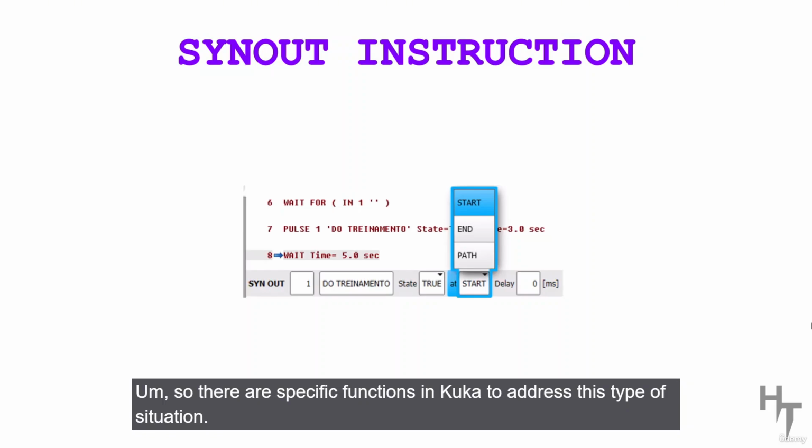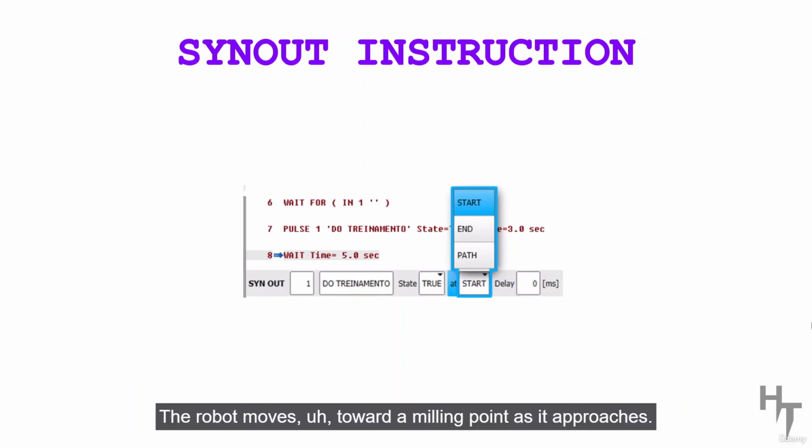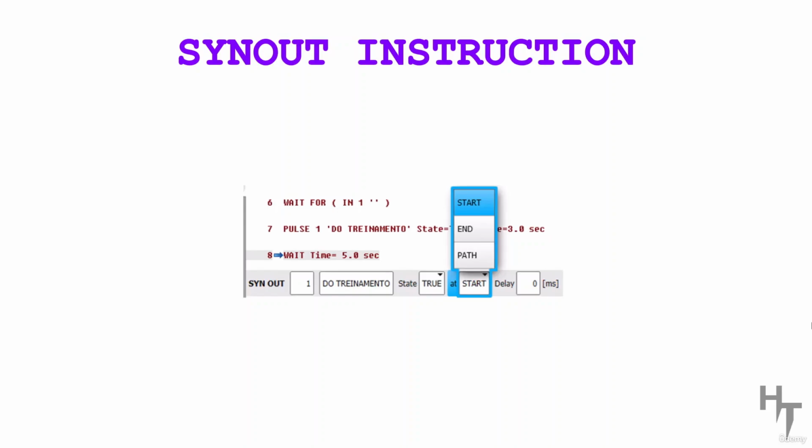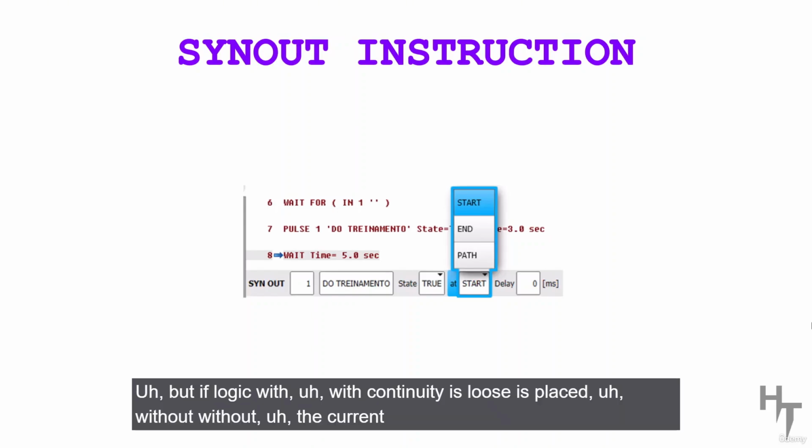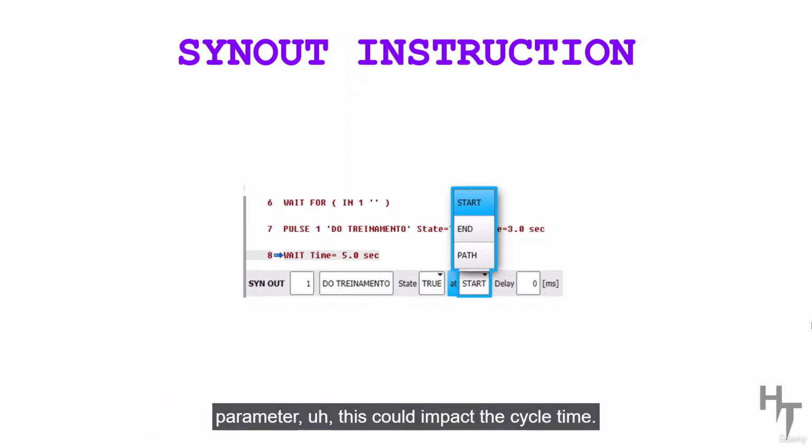So there are specific functions in KUKA to address this type of situation, to enable signal triggering during a robot's specific movement. For example, consider the last case we discussed. The robot moves toward a milling point. As it approaches, we could use an output to activate the milling cutter. But if logic with continuity is placed without the count parameter, this could impact the cycle time.